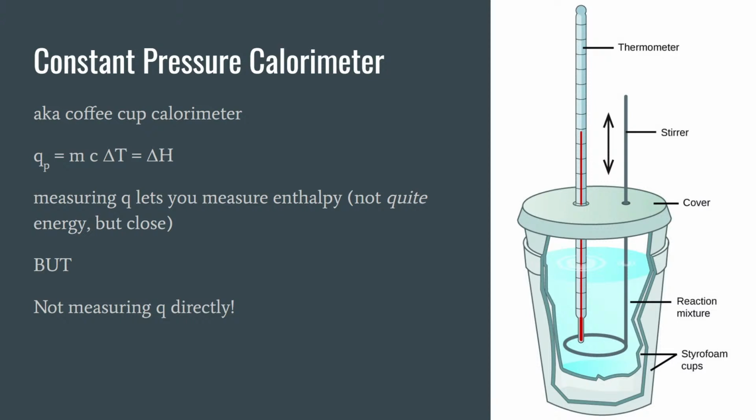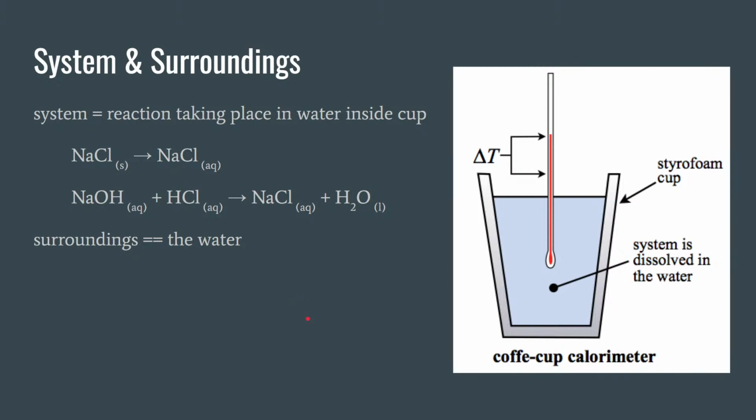But the thing is, we're not measuring Q directly because we're not measuring the heat or the temperature of the reaction going on inside this calorimeter. We're measuring the temperature of the water. So the system is our reaction of some kind. The reaction takes place inside the water. We're not measuring the temperature of the reaction. We're measuring the temperature of the water. The water is the surroundings.